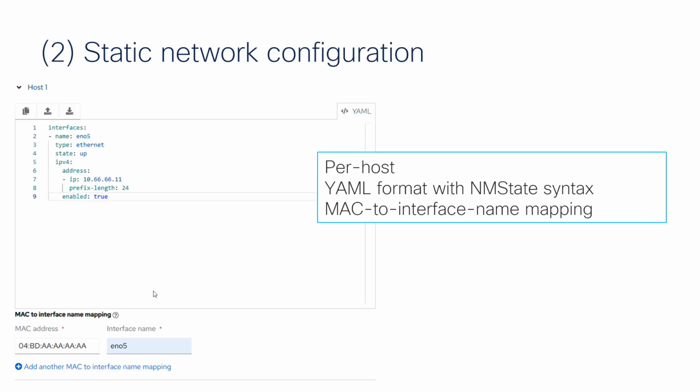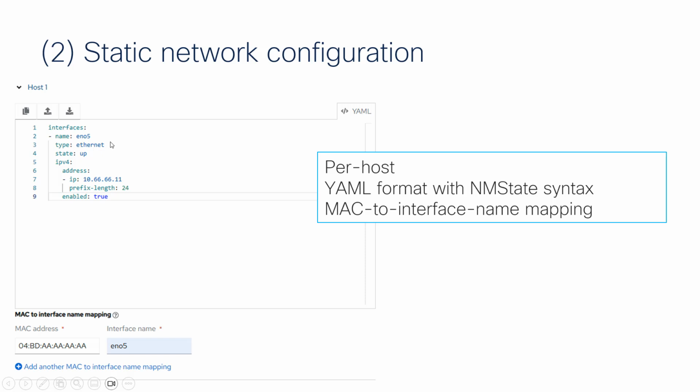From my experience, static network configuration is almost a must. So I want to control how the servers connect to the network, especially since the servers may have multiple interfaces. And I want to have very specific control over which interfaces are used, and in what way, to connect to the network. And then per host, I need to define my network connectivity configuration in the NMState YAML syntax.